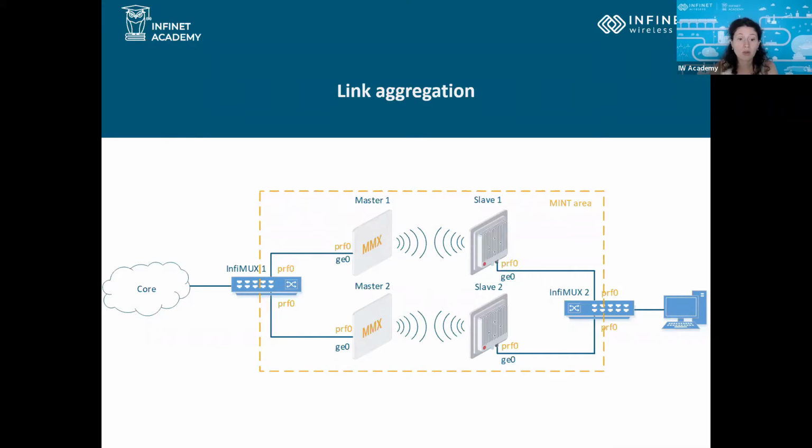What is very important to mention is that even if Mint is loop-free, inside the Mint area, we still have connectivity with the external network through several paths, so loops will appear in this setup. Therefore, you have to either remove from the switch group on the Infimax one of the Ethernet ports that are going towards the wireless units, or you have to enable STP on the Infimax devices.